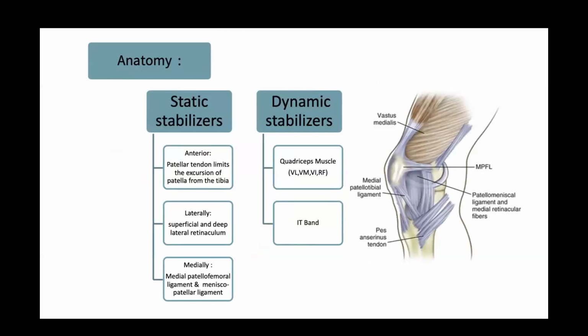When you come to look at the stability factors, there are two important ones. One, you have the static stabilizers, and the other one is the dynamic stabilizers. Statically, you have the anterior, the lateral, and the medial components. The anterior will comprise the patella tendon. This will limit the excursion of the patella anteriorly. Laterally, it comprises the gluteal muscles and the superficial and the deep retinaculum. And medially, you have the MPFL and the meniscopatellar ligament. Dynamic stabilizers, the major one is your VMO. The other vastus muscles are also dynamic stabilizers. Along with that, you have the IT band.